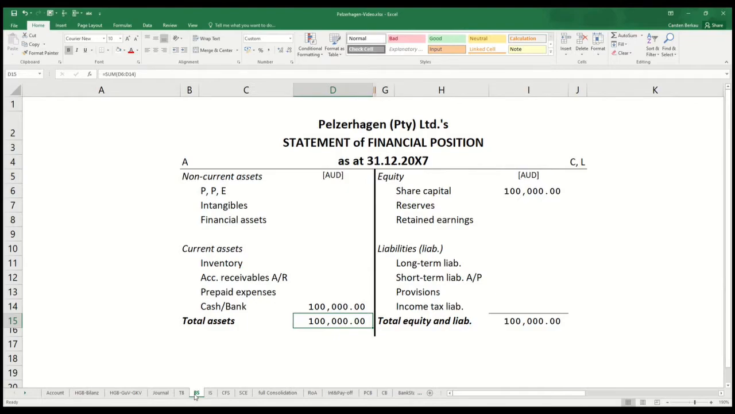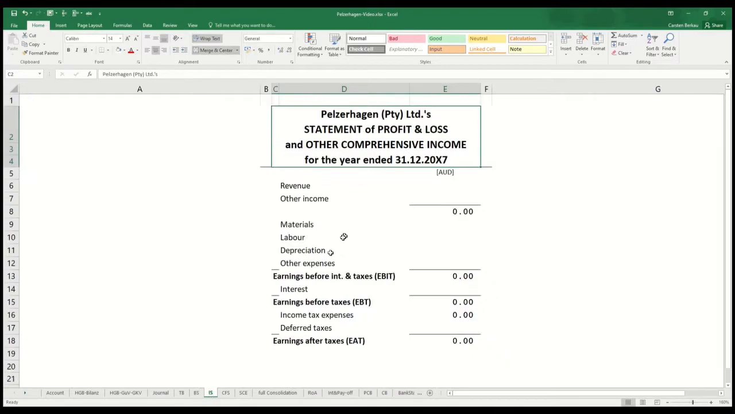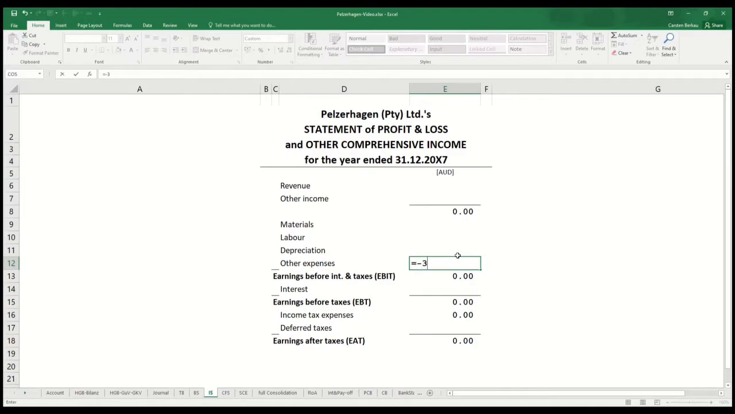The next activity is paying for rent. Now paying for rent will be recorded on the income statement and on the balance sheet at the same time. With regard to the balance sheet, we have to consider that there is a payment. So the payment will reduce the amount of cash bank by 3,400, which is the annual rent. The income statement will be recorded for the rent as other expenses, and we add the amount of negative 3,400 Australian dollars.